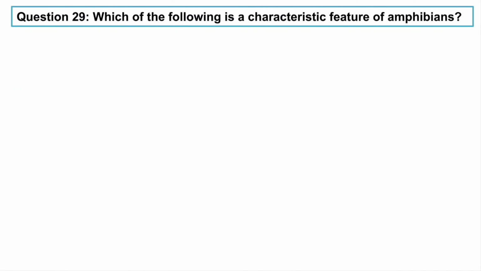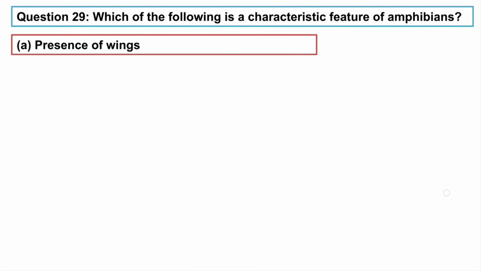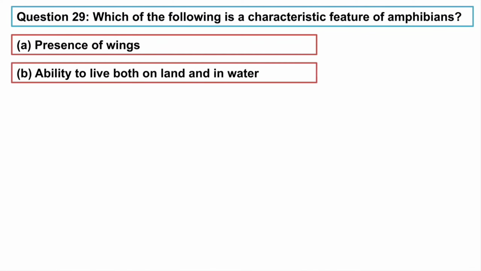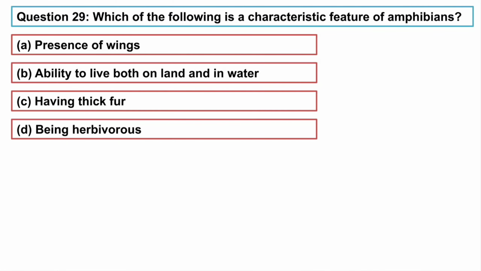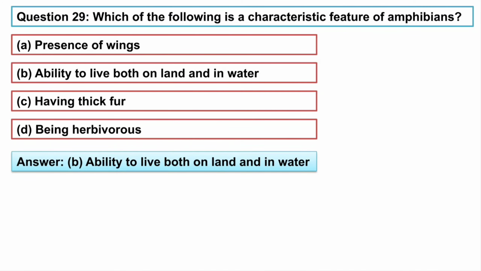Okay. Next, which of the following is a characteristic feature of amphibians? Presence of wings, ability to live both on land and in water, having thick fur, or being herbivorous. So what is the correct option here? Your option number B. Okay. Amphibians are those which can live both on land and in water.